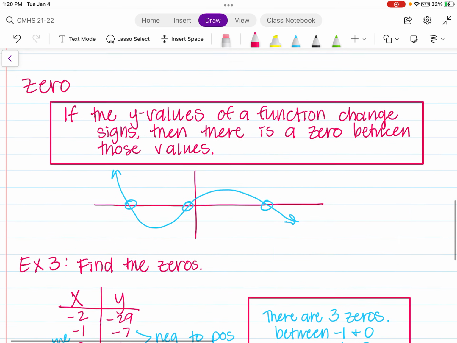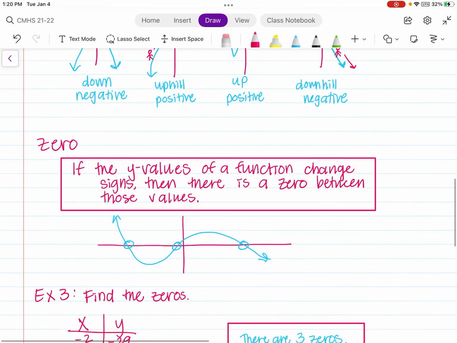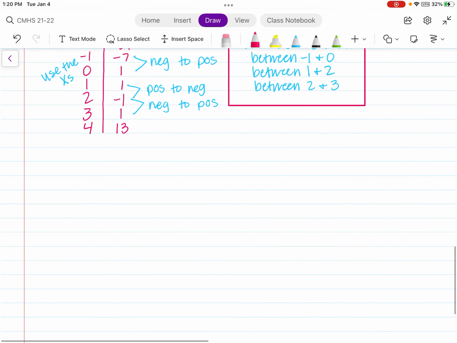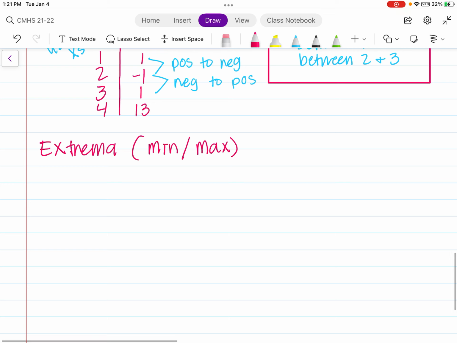There's one more thing we want to talk about. We've talked about end behavior and leading coefficients and zeros. Now the last thing we're going to talk about is extrema. Do you remember what extrema means? It means the minimum or maximum. The minimum or maximum, and we have some rules for this as well. All right, so two rules.